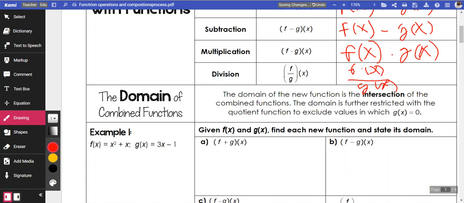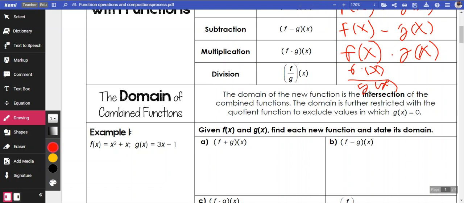So how does this work? How would we do this? You can actually read this, the domain of the combined functions. Basically, it's the intersection. What do they have in common? Realistically, you don't have to worry too much about the domains with function stuff, except when you do division. When you do division, you've got to watch out when g of x is equal to 0.